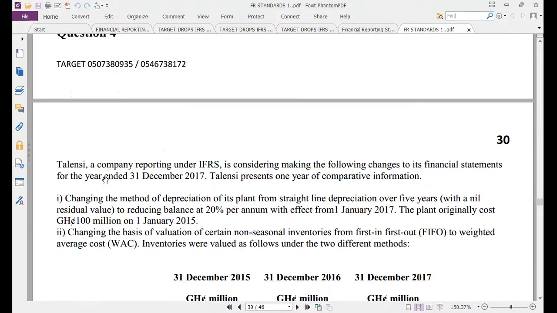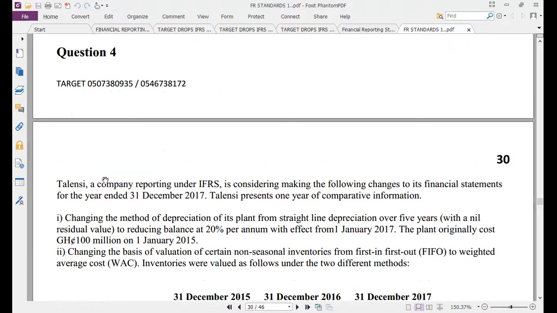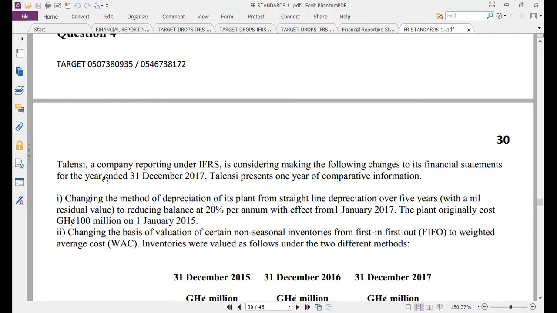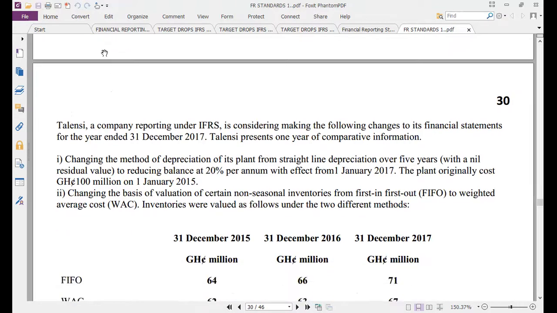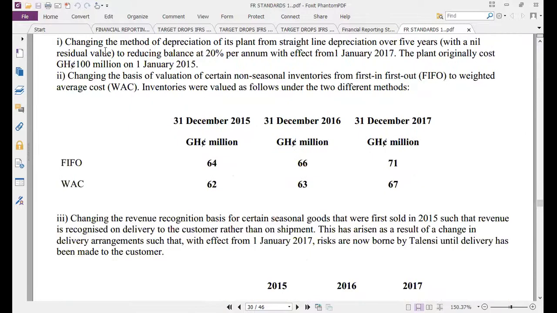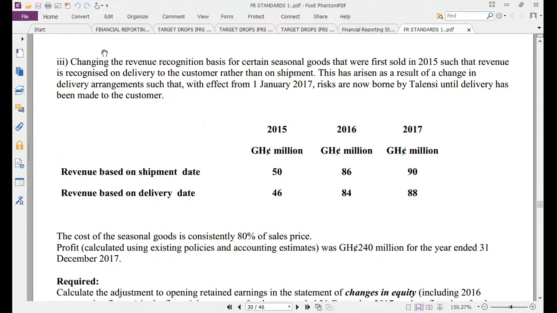Then question 4 is the November 2018 ICAG past question. Please, for this particular question, I need the solution by the close of tomorrow. The first person that sends the solution, I will solve the question with you. It's called Tenancy. That is the question. It's a very interesting and nice question.